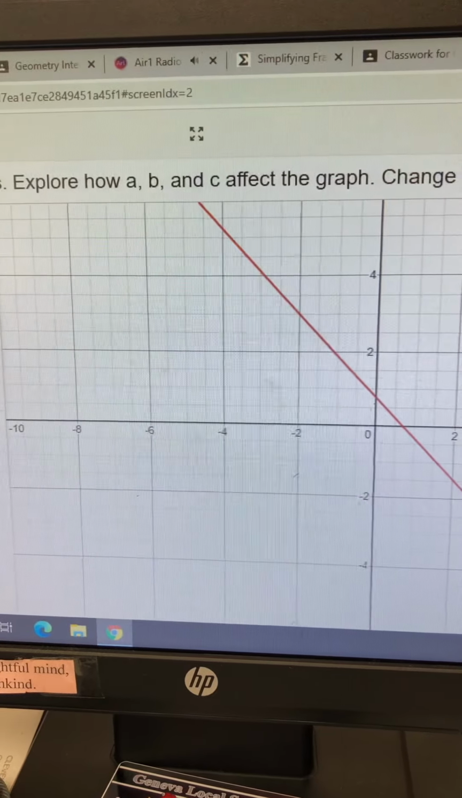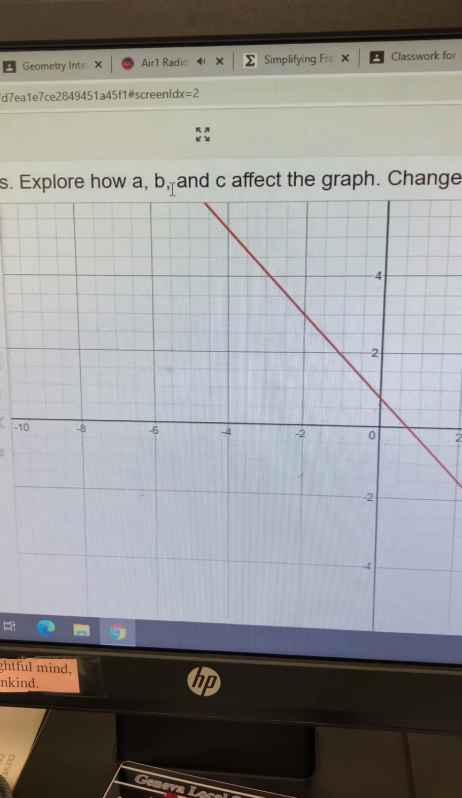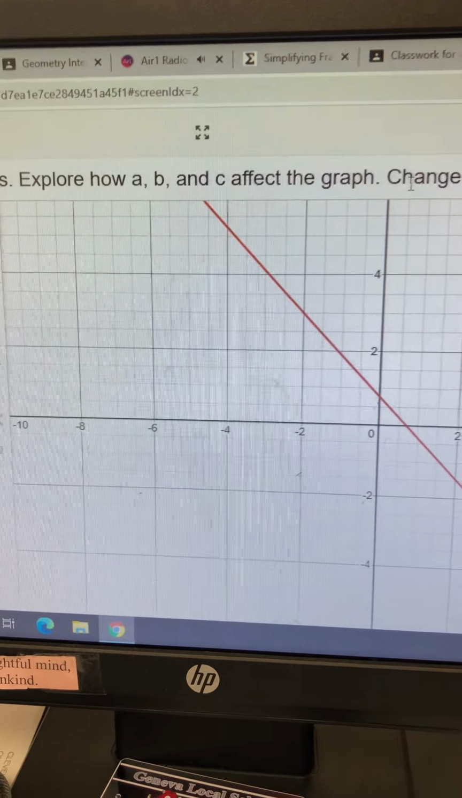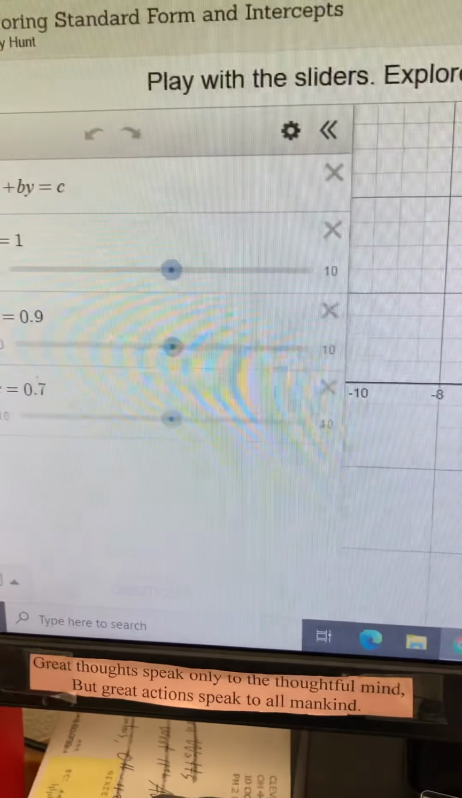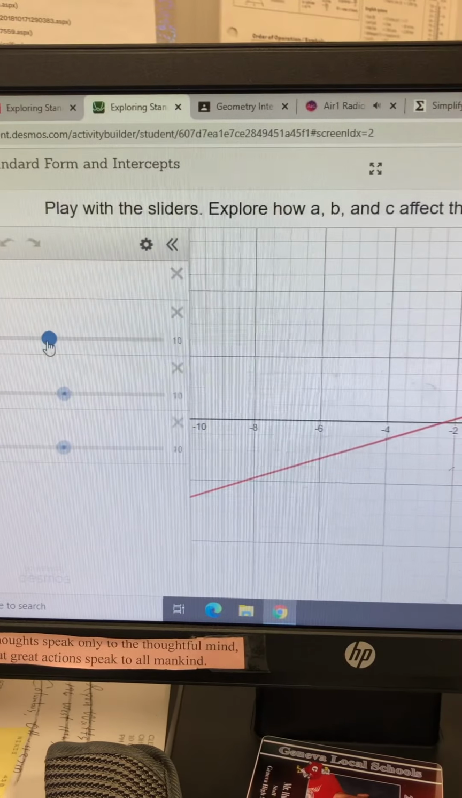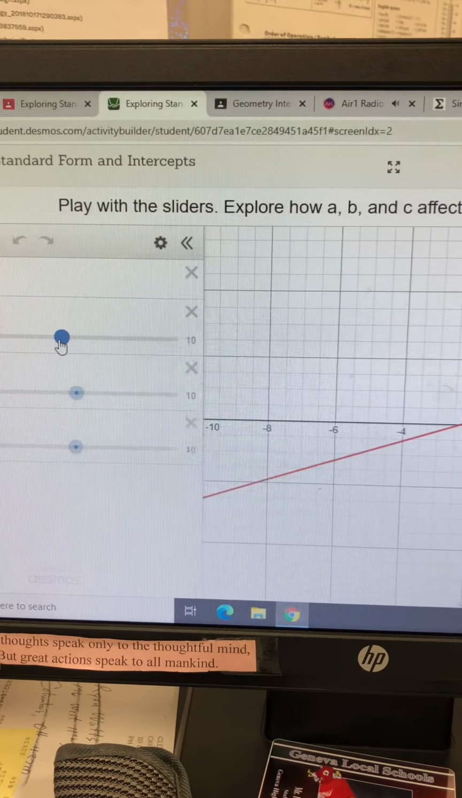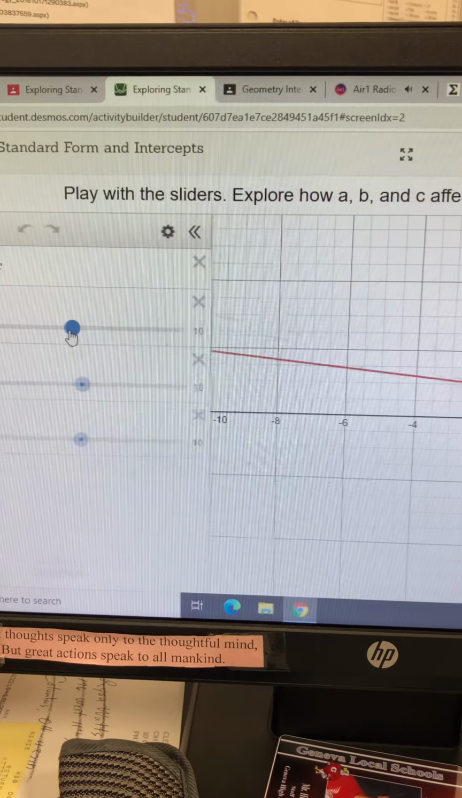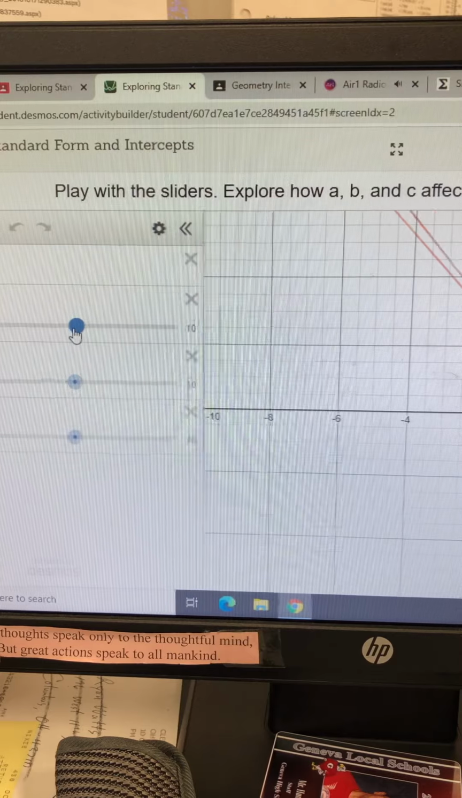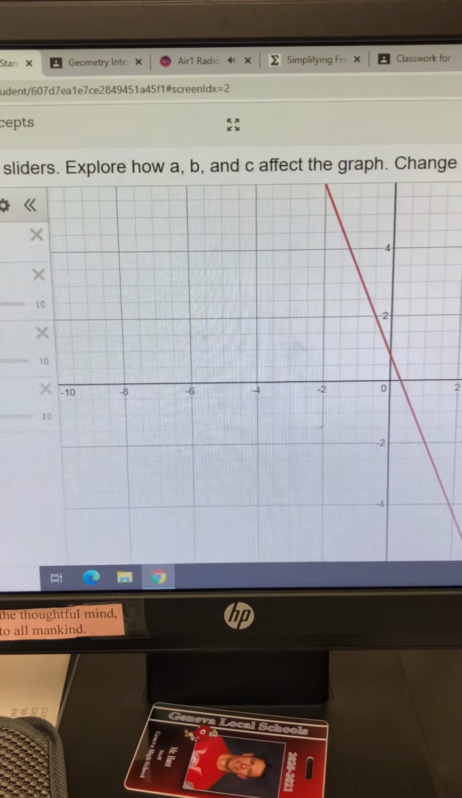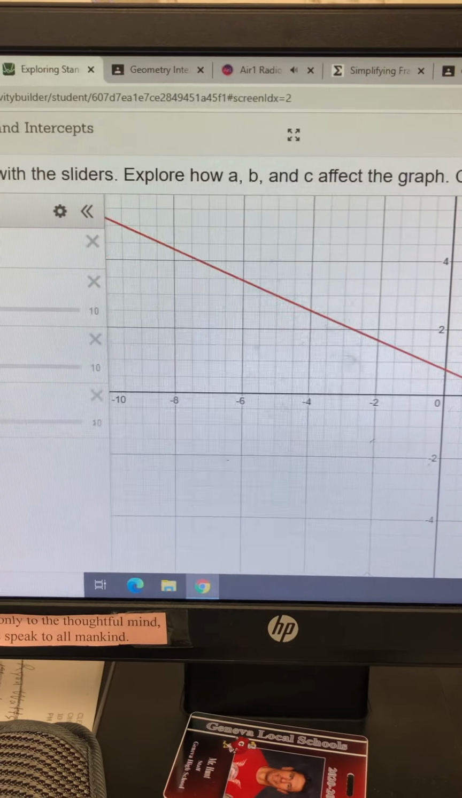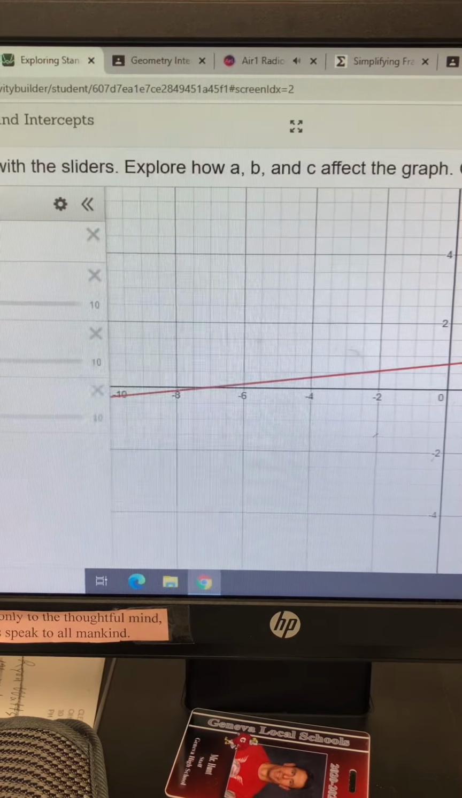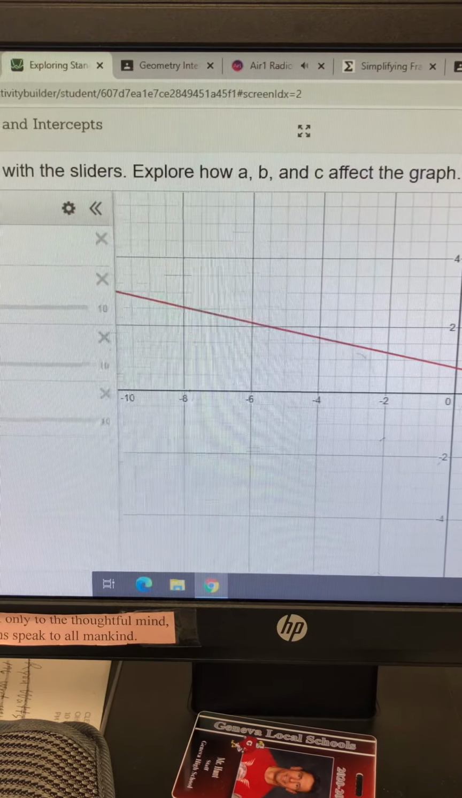For number 2, play with the sliders, explore how A, B, and C affect the graph, change one at a time. So A would be the value that is with x. And you can see when you move that back and forth, it becomes negative. You could see that the slope changes, and then positive. As it becomes more positive, it becomes steeper. So I'll put it back down to, what did we have it at? 1.